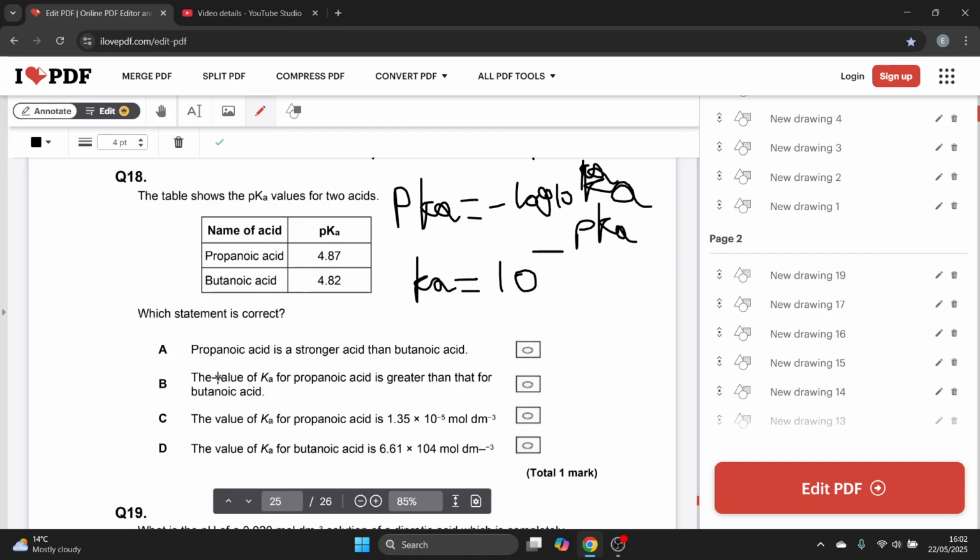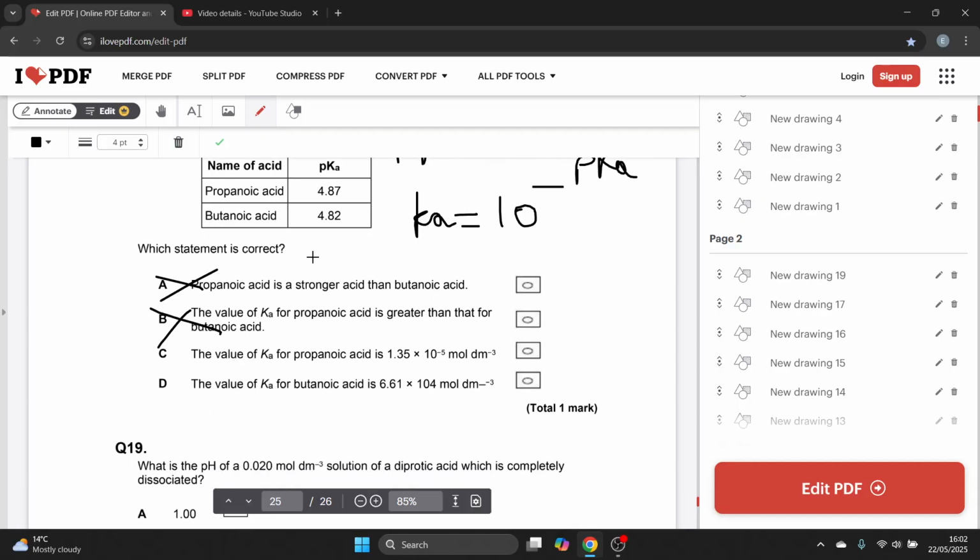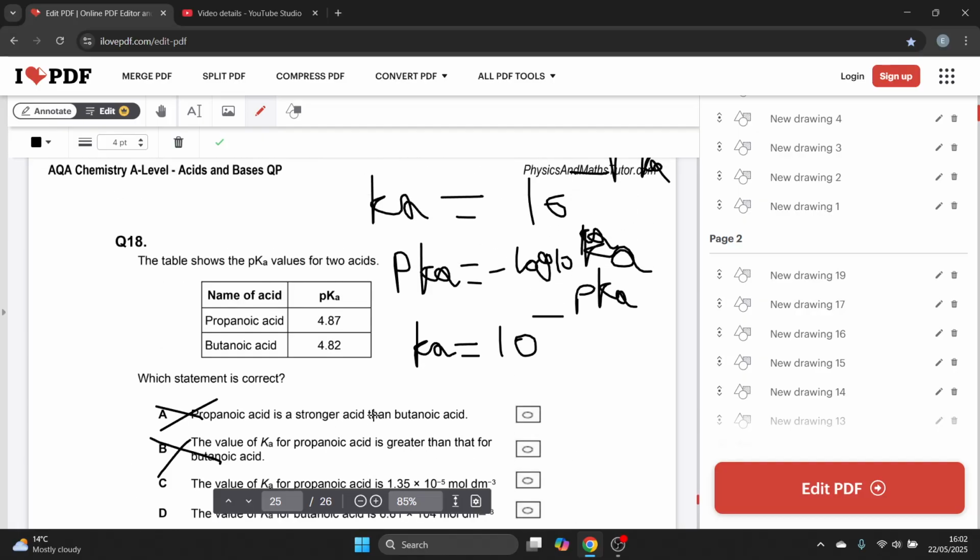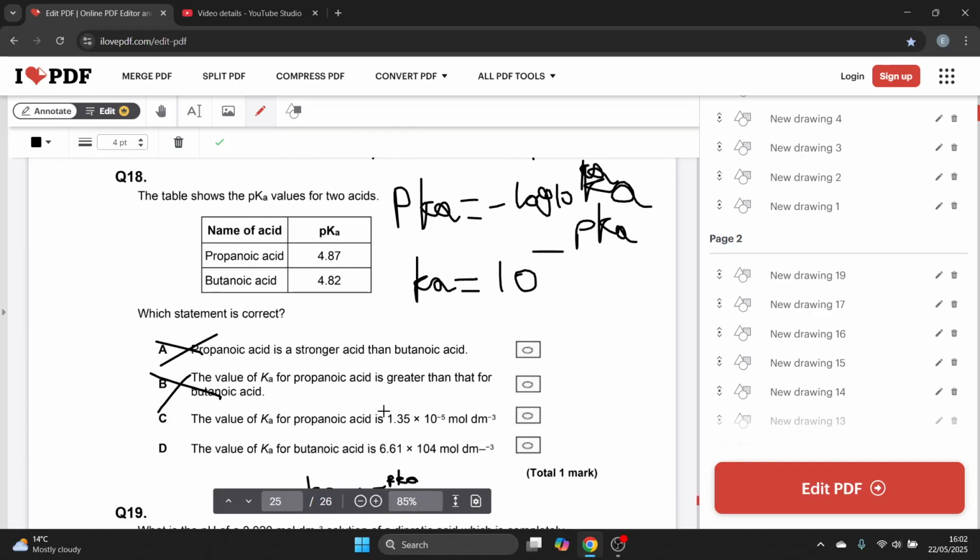So yeah, that tried to trick you out. So definitely not B, definitely not A. Value of Ka is this. Okay, these ones are relatively easy. You just substitute into the calculator using Ka equals 10 to the power minus pKa. So I'm just going to do 10 to the power minus 4.7. I get 1.35 times 10 to the power minus 5. Therefore, the answer is C.